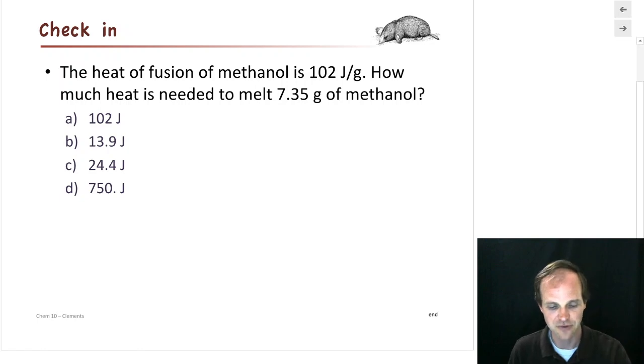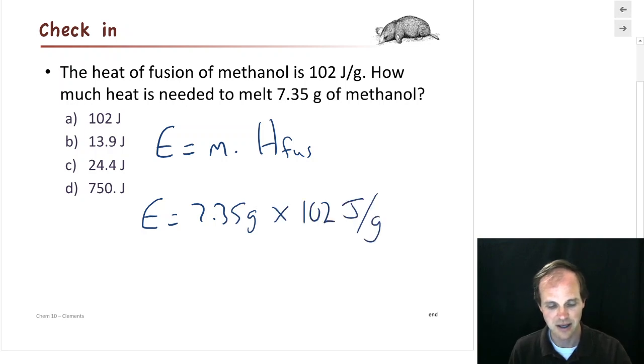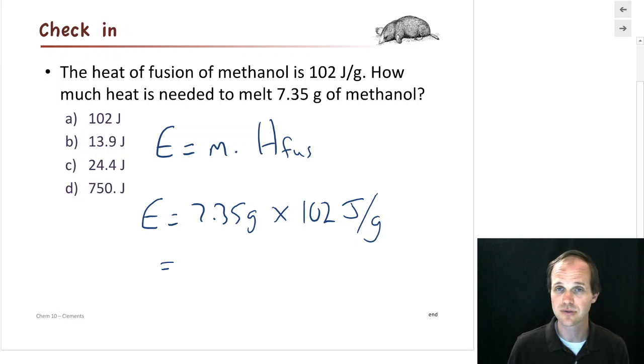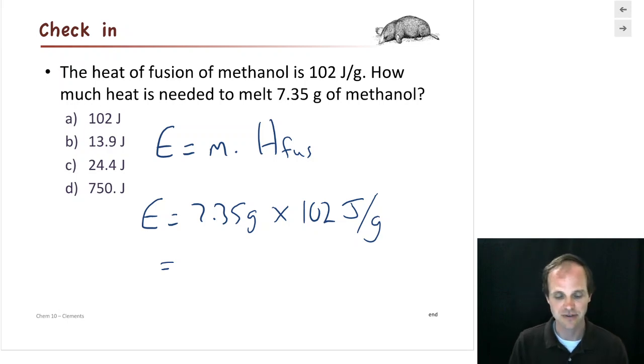All right. Hopefully you wrote down that energy is mass times the heat of fusion. And so you say energy is 7.35 grams times 102 joules per gram. And you'll notice our units are different here. Here we had joules, the other one we had calories. Remember, they're interchangeable just by the 4.184 factor, and so it's perfectly fine to use one or the other. If I ask for one or the other, you may have to do a conversion. If I asked for this in calories, you'd calculate it in joules and then convert it to calories.